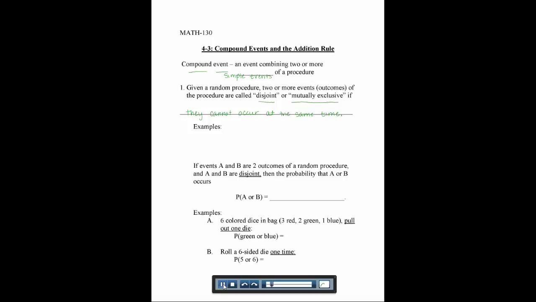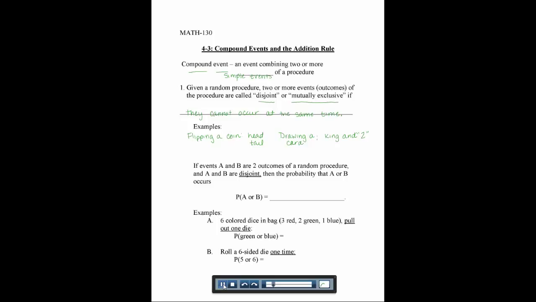So some examples of this, if we're talking about flipping a coin, you can't get a head and a tail at the same time, so these would be disjoint. If you're drawing a card from a deck of cards, you can't get a king and a 2 in the same card. Okay, now something, for example, that would not be disjoint, if we're talking about drawing a card, you could get a red king. So a card being a king and a card being red would not be disjoint. Okay, so disjoint means they cannot occur at the same time.